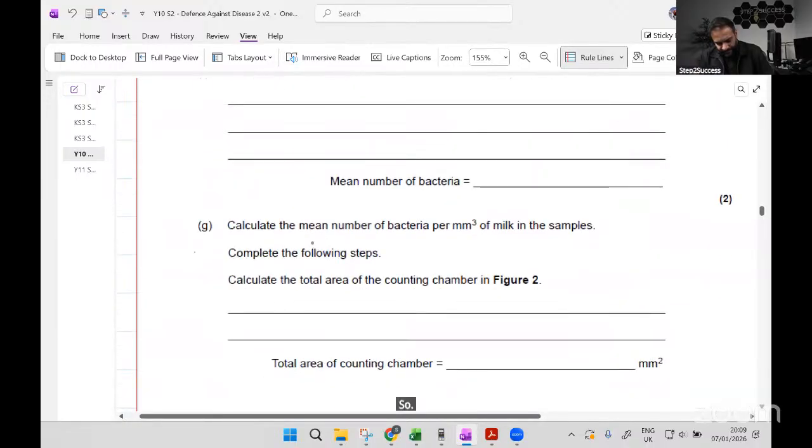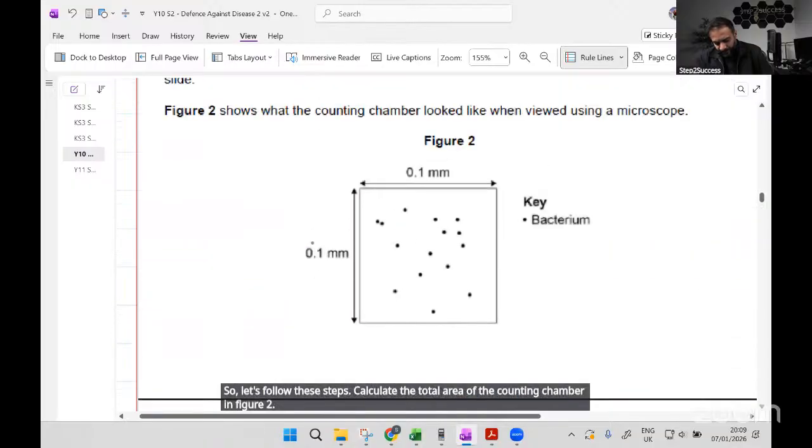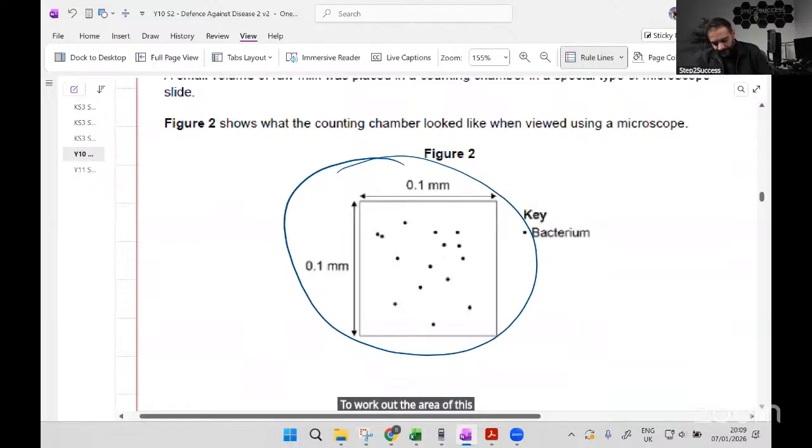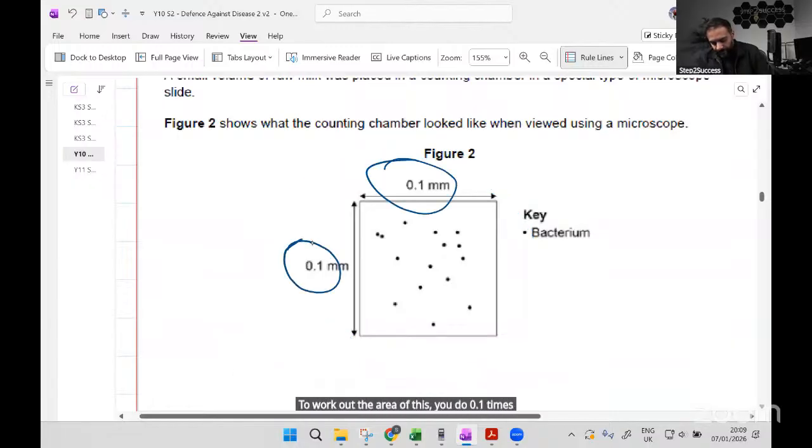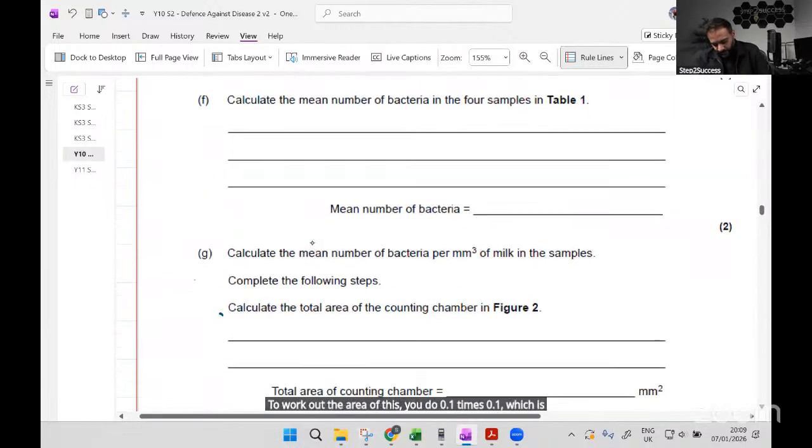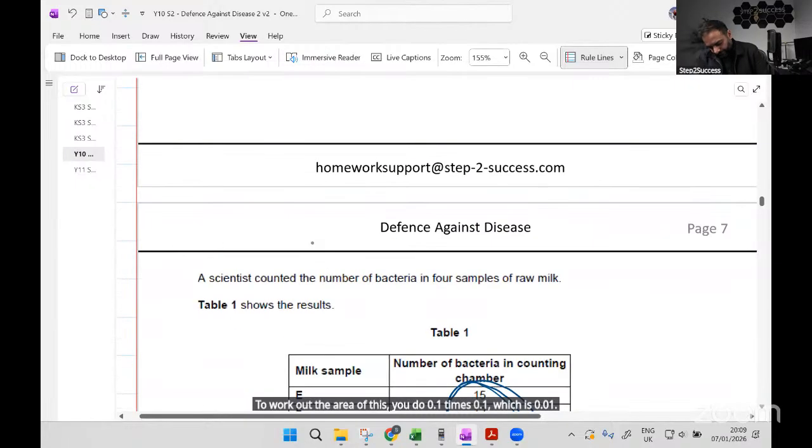Right. So let's follow these steps. Calculate the total area of the counting chamber in figure two. To work out the area of this, you do 0.1 times 0.1, which is 0.01 millimeter squared.